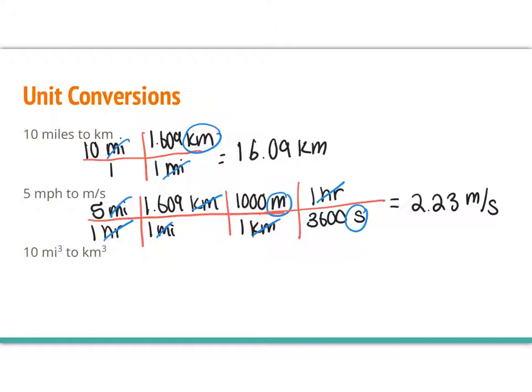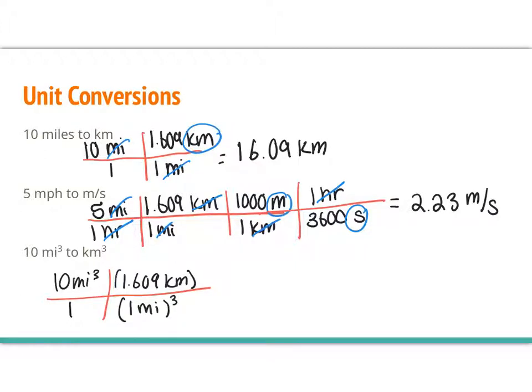Okay, so we're going to get started by making our bridge, and we're going to put down our 10 miles cubed. Okay, now I'm going to use the same conversion I did before. So I have 1 mile and I have 1.609 kilometers, but I have this little cube, so I actually have to cube both of these. Okay, very important. When I do these, I have to cube the number as well as the unit.